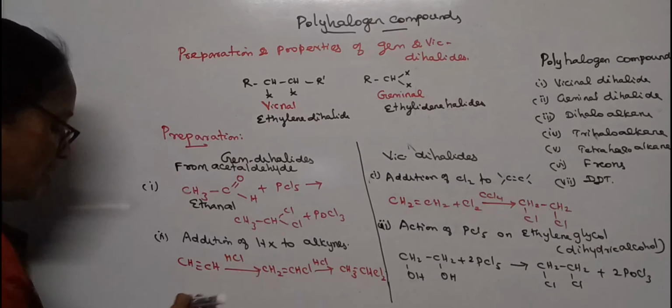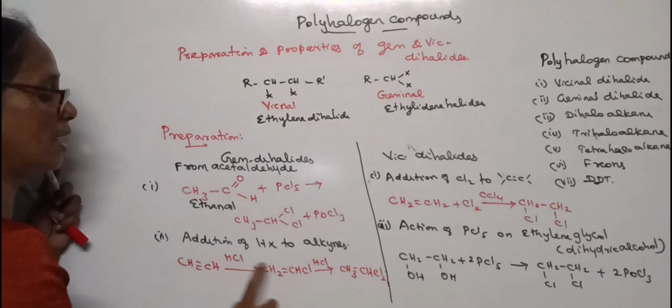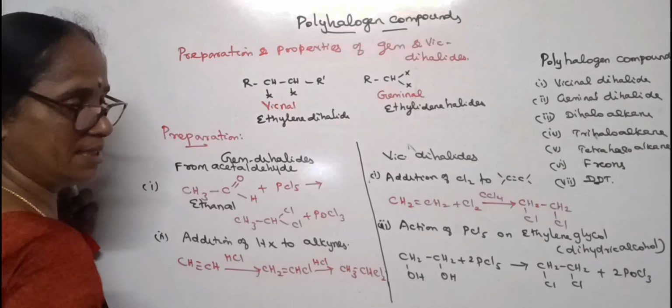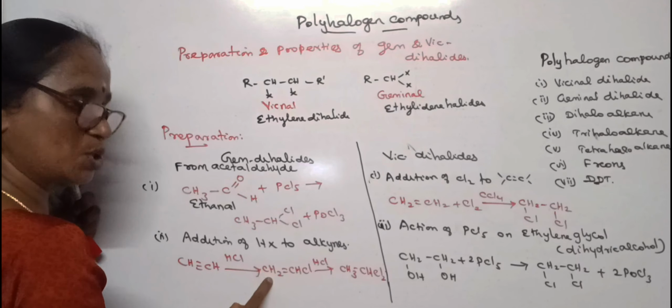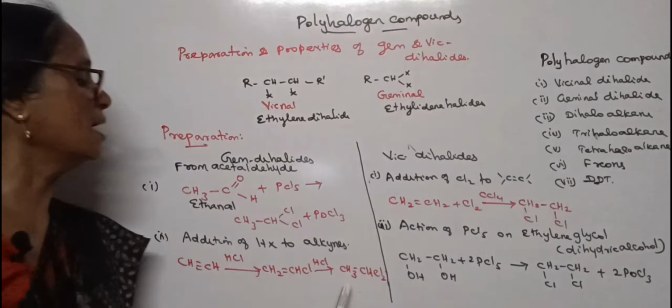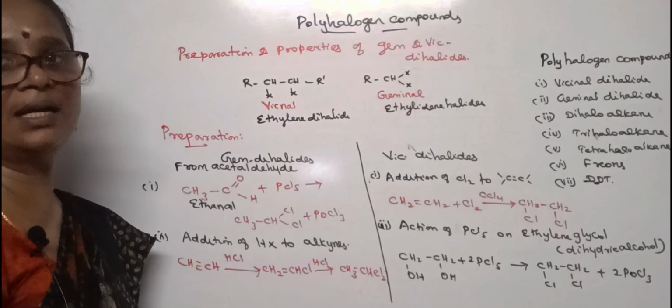Likewise, we can do the addition of hydrogen halide to alkyne. First of all, when we add the first molecule of HCl to the symmetric alkyne, it forms 1-chloroethene. When one more HCl is added, the hydrogen goes to CH2 and Cl goes to the CHCl, and hence we are getting CH3CHCl2. This is also a geminal dihalide.